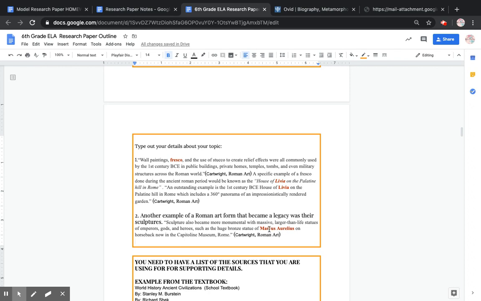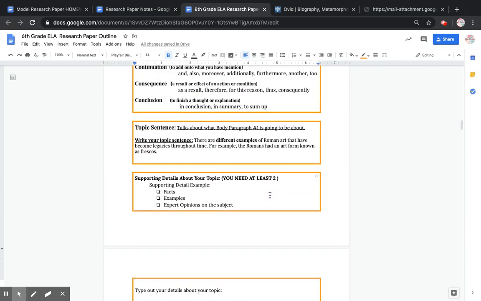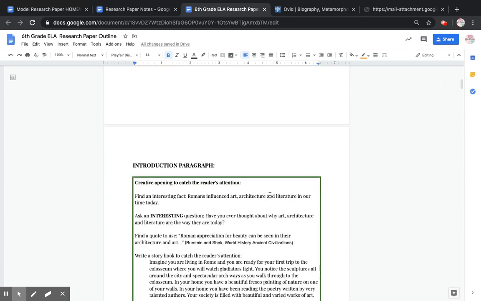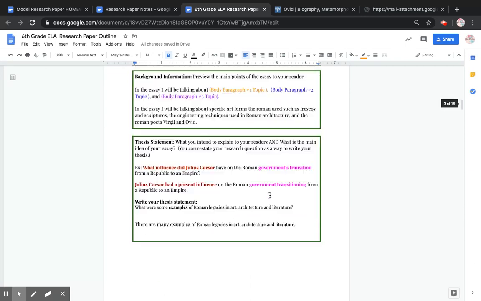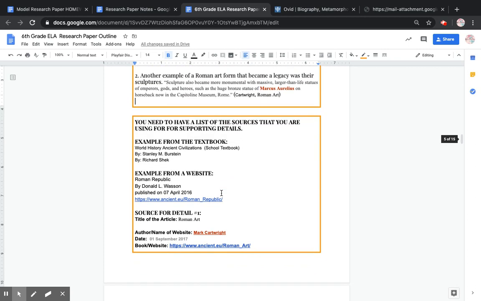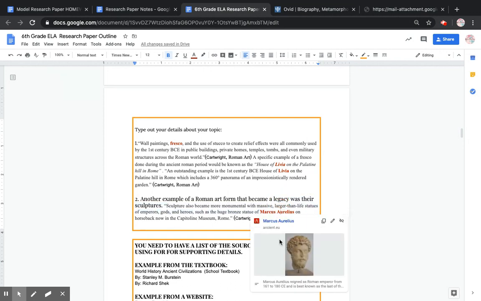So I have specific examples of both of these, so that answers my research question, which was down here. So what were some examples of the legacy? So I have two examples right here of the art. I have the House of Livia and I have the Marcus Aurelius as well. And that's right here.